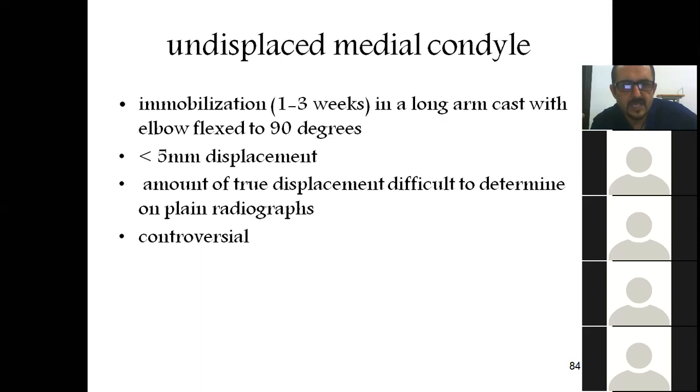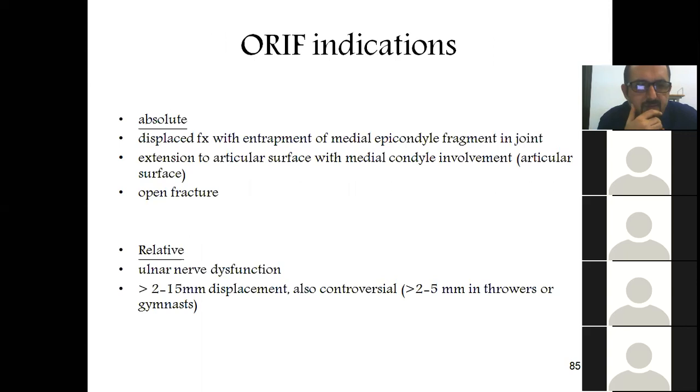The amount of true displacement, by the way, is difficult to determine on radiograph, and this is controversial. ORIF absolute indications are displaced fracture with entrapped medial epicondyle fragment in the joint, extension to the articular surface, or open fractures. Relative indications can be ulnar nerve dysfunction or 2 to 15 mm displacement. This is also controversial.